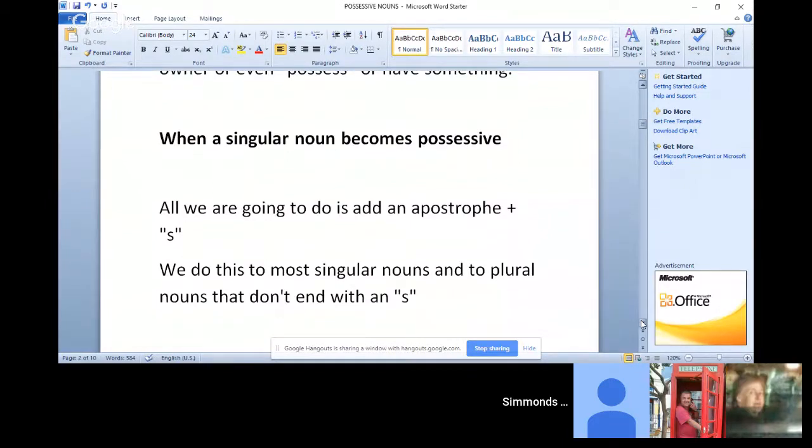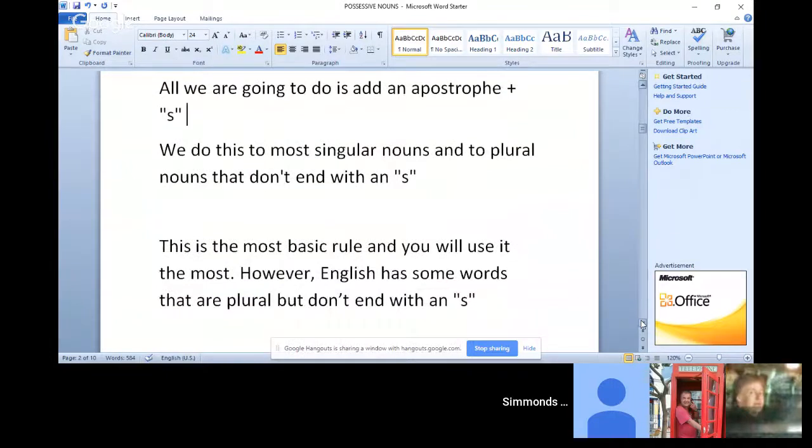So this is the most basic rule, and you will use it the most, okay? So if you ever have a question about how to make some kind of noun possessive, you're going to want to only use the apostrophe S and see if it works. Sometimes it will, other times maybe not. Okay. However, English has some words that are plural that don't need an S.